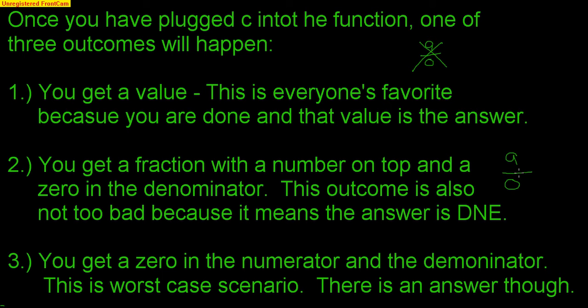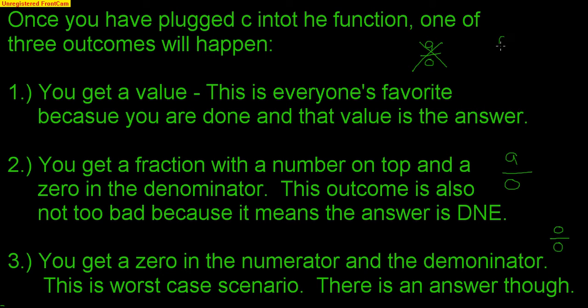Now, the third thing that can happen, this is kind of the worst case scenario, and that is when you get a zero on top and a zero on the bottom. This is the double whammy. This is where there's going to be some work to be done. There is a limit. There is an answer. You're just going to have to do a lot of work to find it.